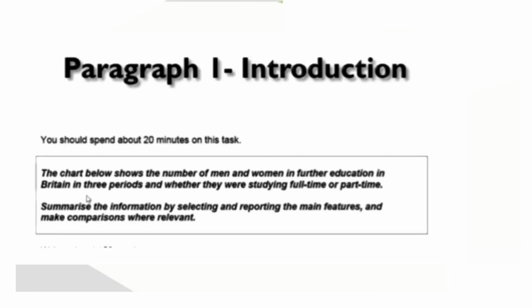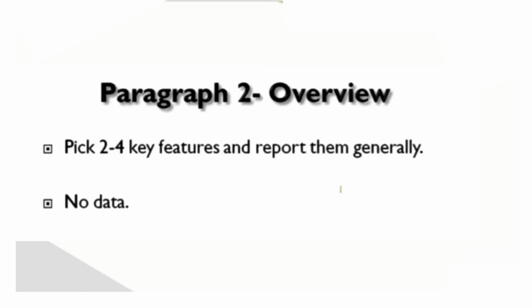Paragraph 1 is introduction. Writing introduction is so easy. You just have to paraphrase the question and nothing else. Paragraph 2 is overview. In the overview, you have to pick 2 or 4 key features and report them generally. No data. Remember guys, no data should be included in the overview. Just write key features generally.